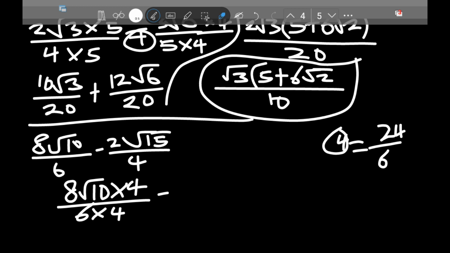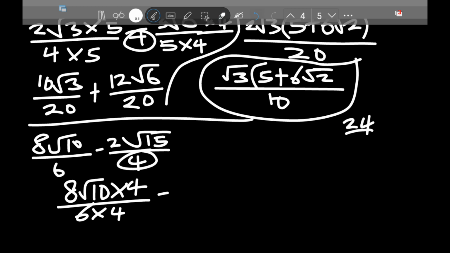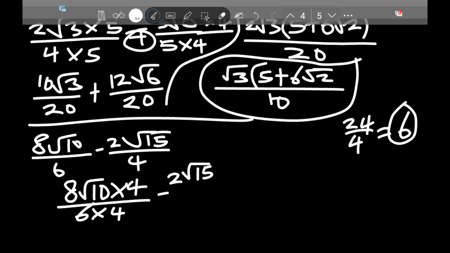Now, let me misspeak because I just want to make it logically connected to each other. So the second, now this 24, which is your LCM, take it and divide it by 4. So 24 divided by 4 is 6. Now this is multiplied by the second fraction, but you need to keep your negative sign. Put it here. So 2 root 15 times the 6 over 4 times 6.